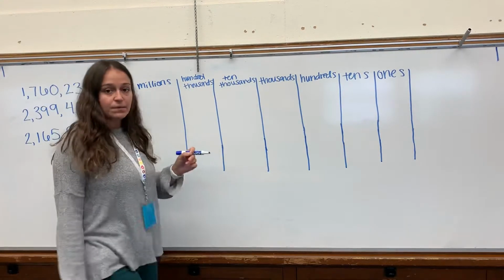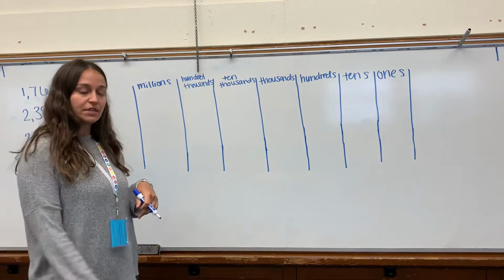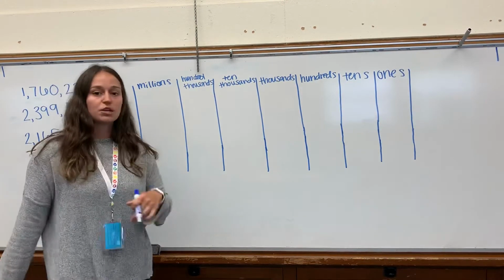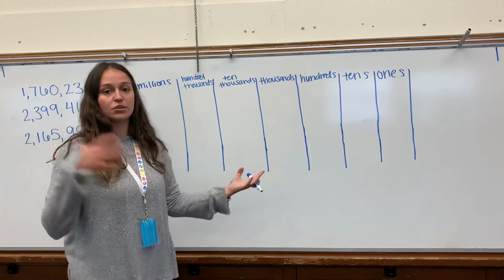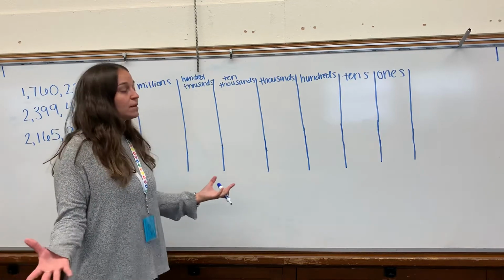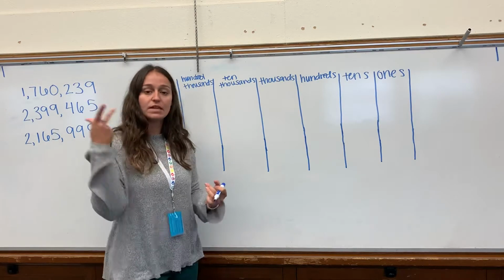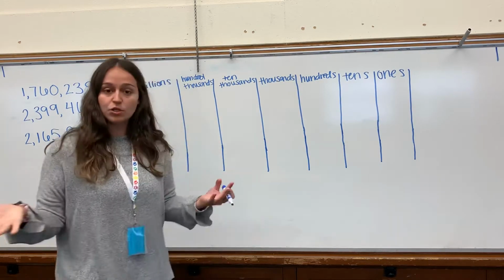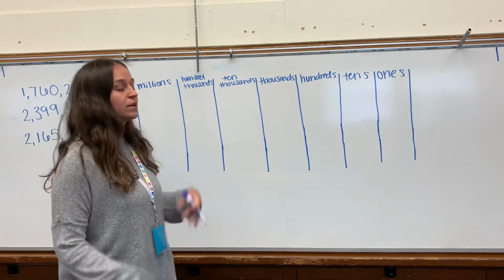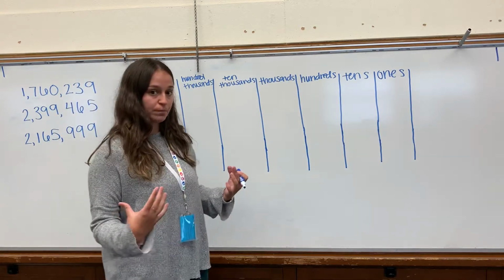Okay, so today we are going to be sorting 7-digit numbers. We're going to be talking about which numbers are the smallest and which ones are the greatest. So we've already compared numbers using the greater than symbol, the less than symbol, and the equal to symbol. So now that we know how to compare numbers, now we're going to sort them, put them in order, okay?